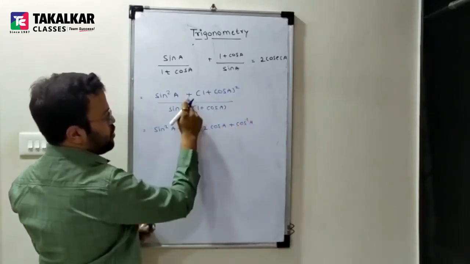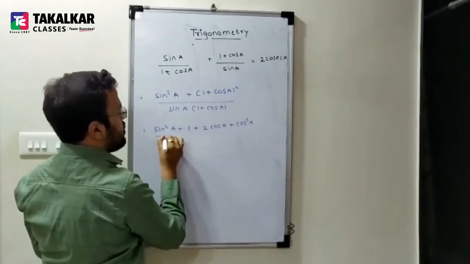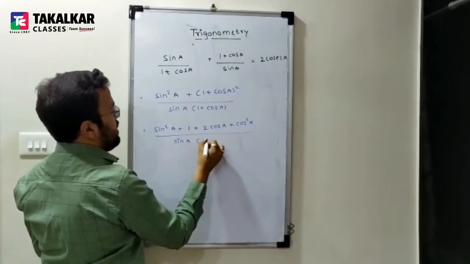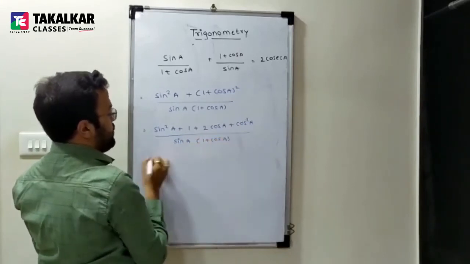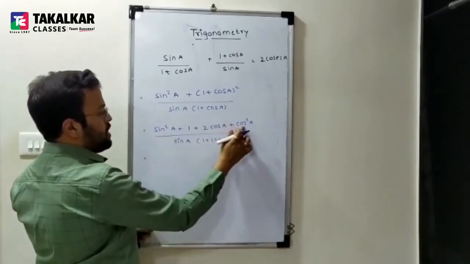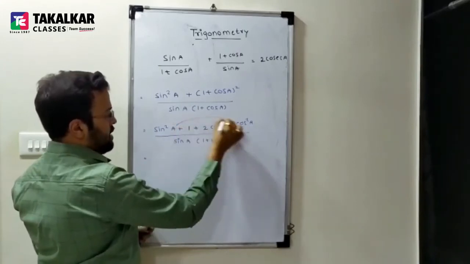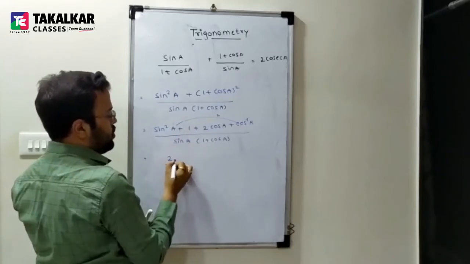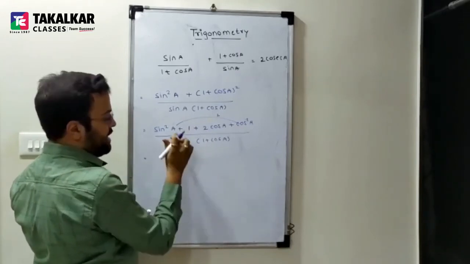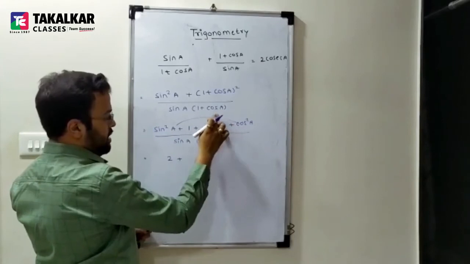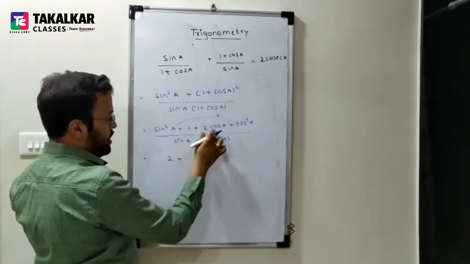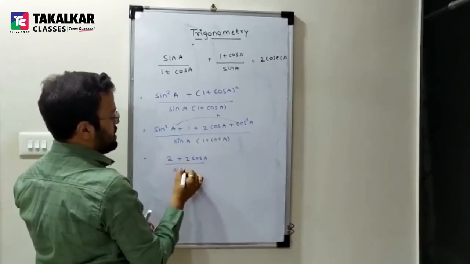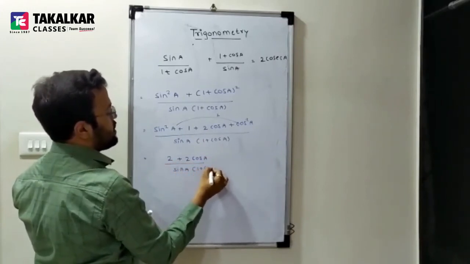Getting this 2ab, 2 ones are 2 into cos A will give you cos A upon sin A 1 plus cos A. Now sin square plus cos square will give you 1. This 1 plus 1 will give you 2. Getting this, I have done one step directly. Sin square plus cos square 1. This 1 plus 1 will give you 2. This 2 cos A as it is upon sin A 1 plus cos A.